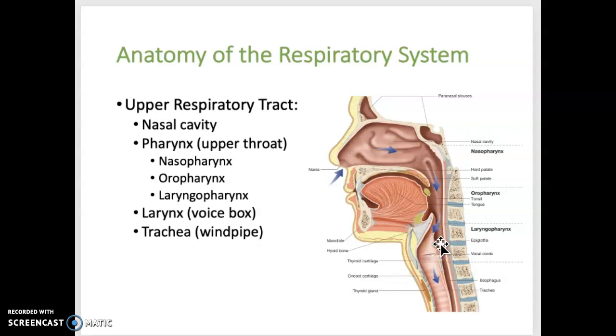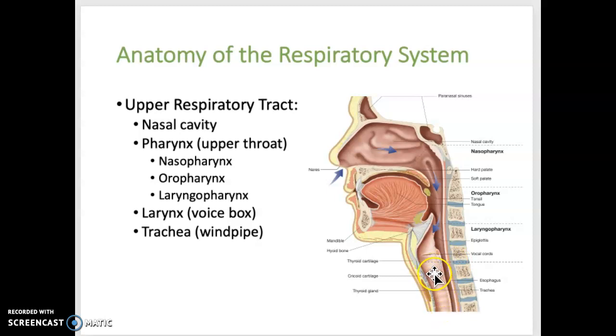And that's located right above the larynx, which is down here. That's known as the voice box. So now the larynx is the voice box. It contains the vocal cords, which are responsible for speech production, and also a really important structure called the epiglottis. It's shown right here. This is a flexible piece of cartilage that acts as a lid to close off the airways during swallowing.